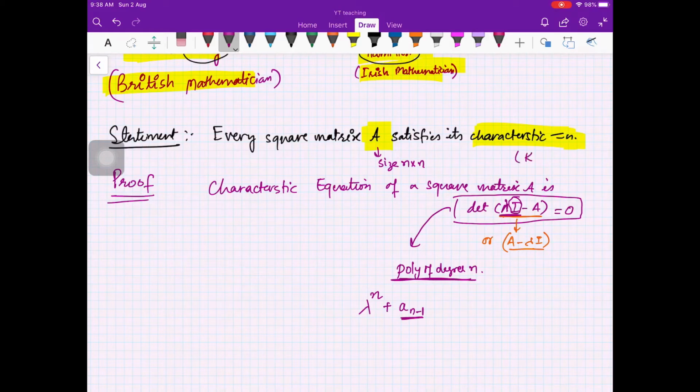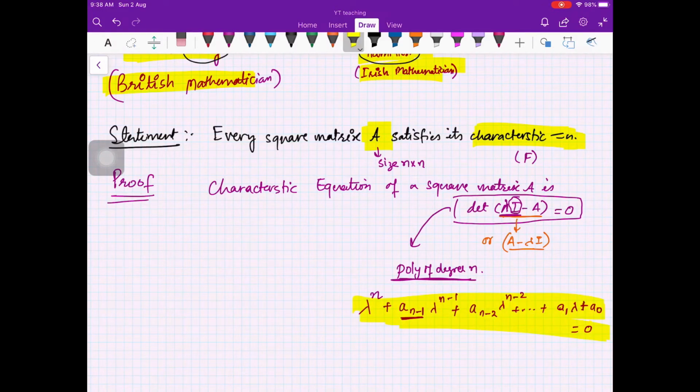Suppose our field is k or F. We can write our field as F. F is the field over which we have taken our matrix. So this is a scalar from the field F, a_{n-1}, lambda raised to power n minus 1, plus another scalar a_{n-2}, lambda raised to power n minus 2, plus so on, and at last you have a_1, which is another scalar, into lambda, plus a_0, which is a constant, equal to 0. So you can write the characteristic equation like this.